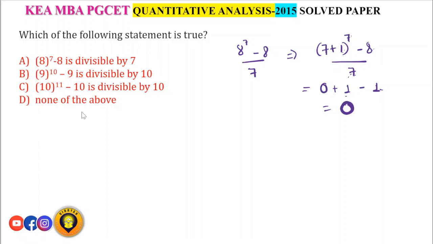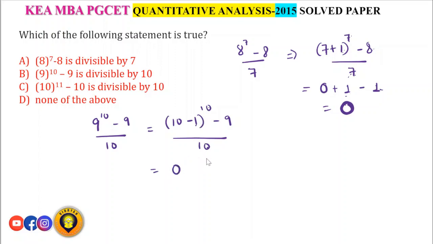Now, 9 power 10 minus 9 divisible by 10. So again, think of 9 as 10 minus 1: (10 minus 1) power 10 minus 9, divided by 10. 10 power 10 divided by 10, you will get the remainder 0. 1 power 10 divided by 10, you will get the remainder 1. 9 by 10, you will get the remainder 9. So 1 minus 9 is minus 8.